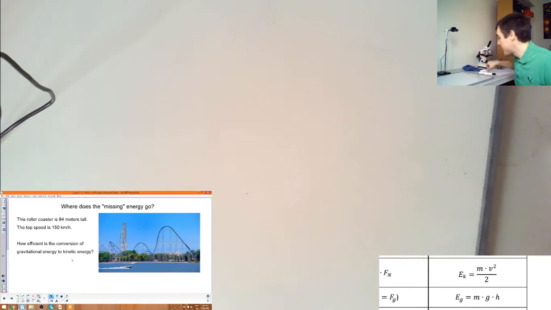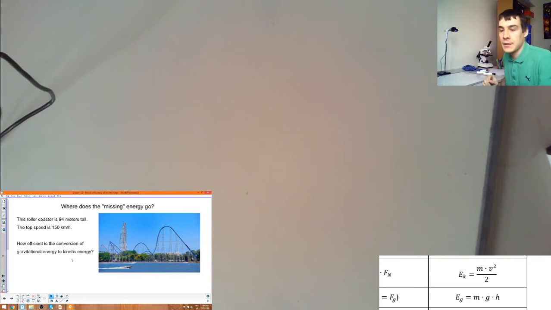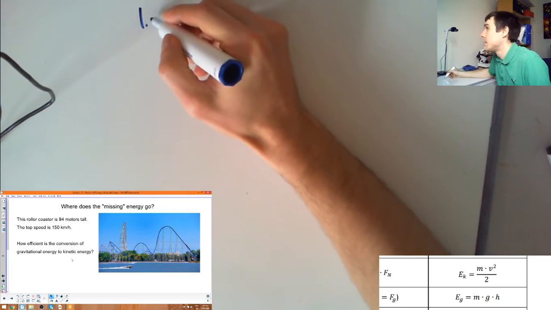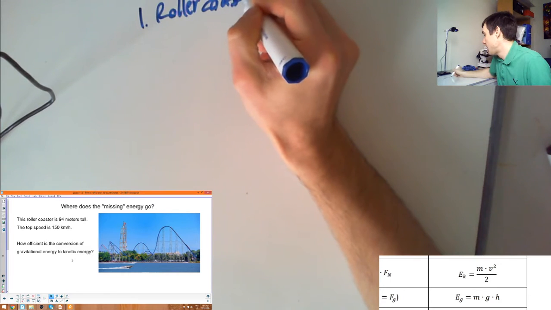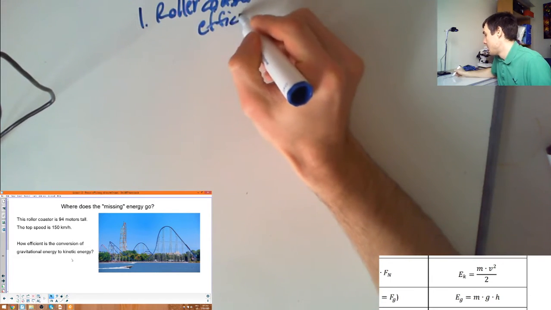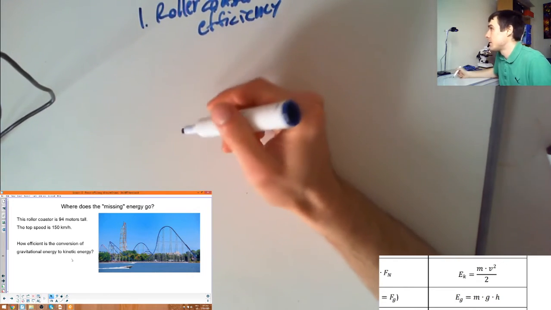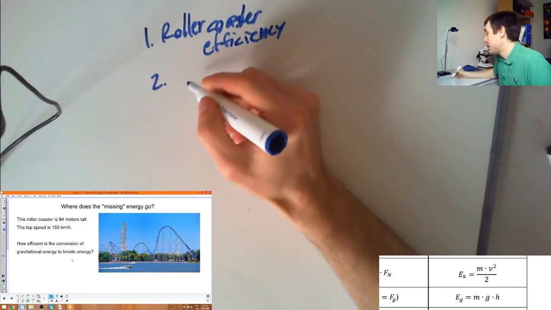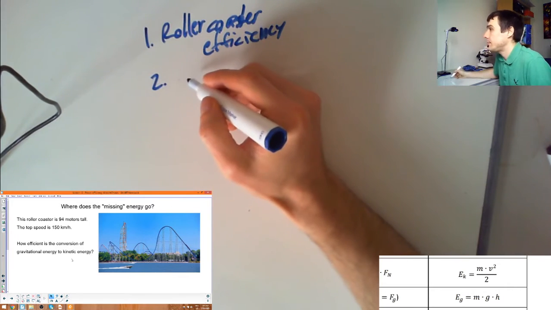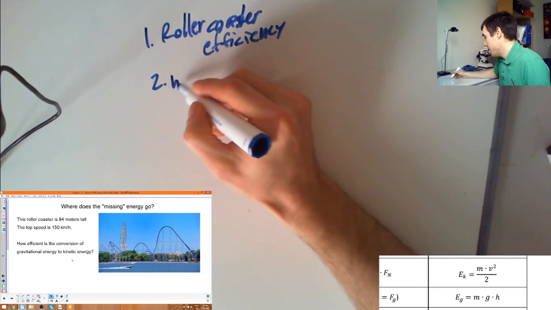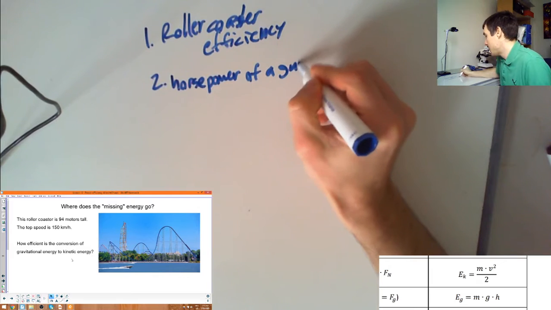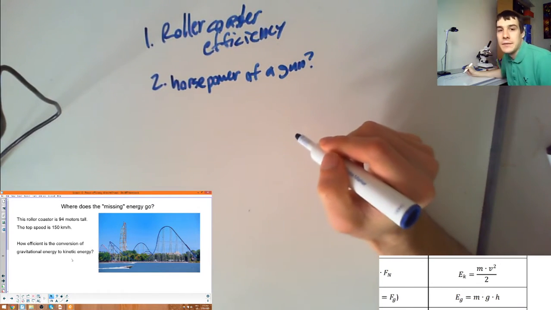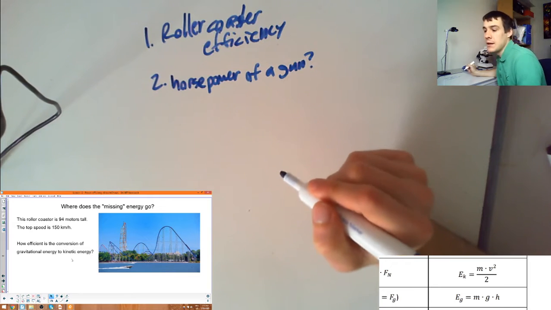Hey SPH3U, just a quick bonus video of solving a couple of questions that I mentioned in the last video. The first one is number one, this roller coaster problem, roller coaster efficiency, which you can see in the note here. And number two is the horsepower of a gun, question mark. So I'll talk about how we could actually figure out the horsepower of a gun.